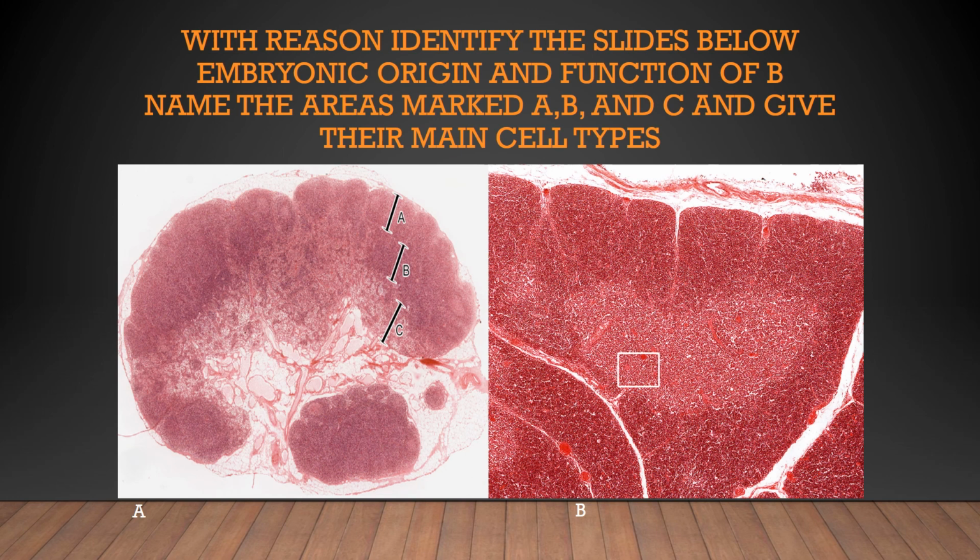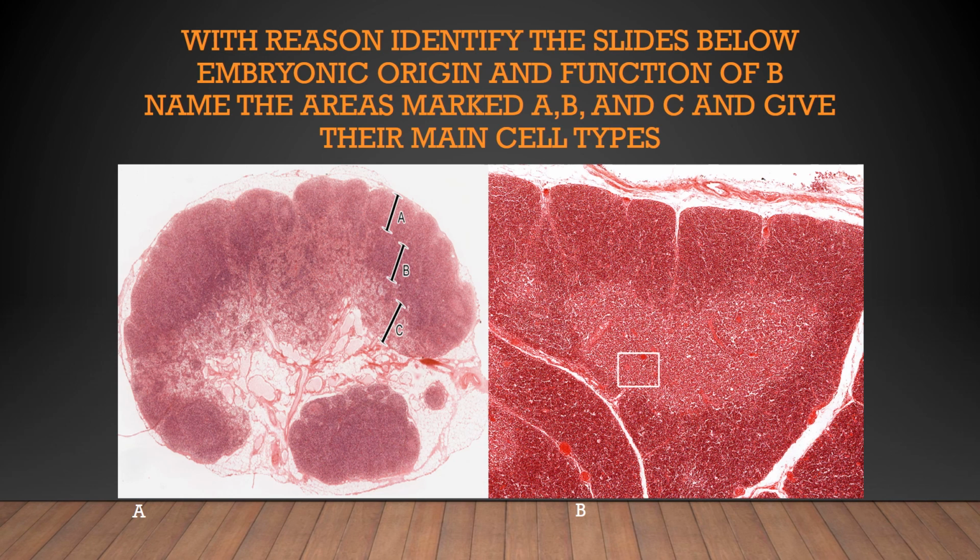So the slide labeled A is that of a lymph node. It contains a thin capsule, a cortex, and a medulla. The part labeled A is the cortex, which contains lymphatic nodules, which may contain germinal centers, and its main cell type is B lymphocyte. The part labeled B is the paracortex, also known as the thymus-dependent zone, and its main cell type is T lymphocyte.